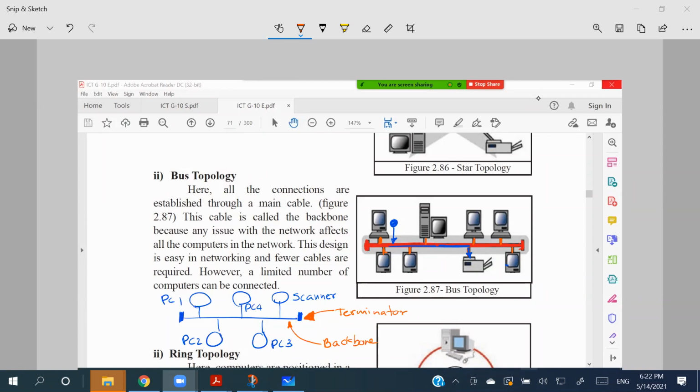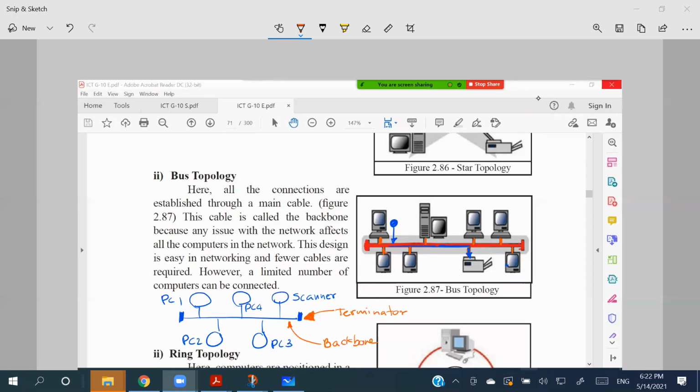Easy to establish, right? Ring, we are not using very much because comparatively the disadvantages are big in the ring. Mesh and tree, those are some expensive establishments, right? So if that is your requirement, then you have to go for that.